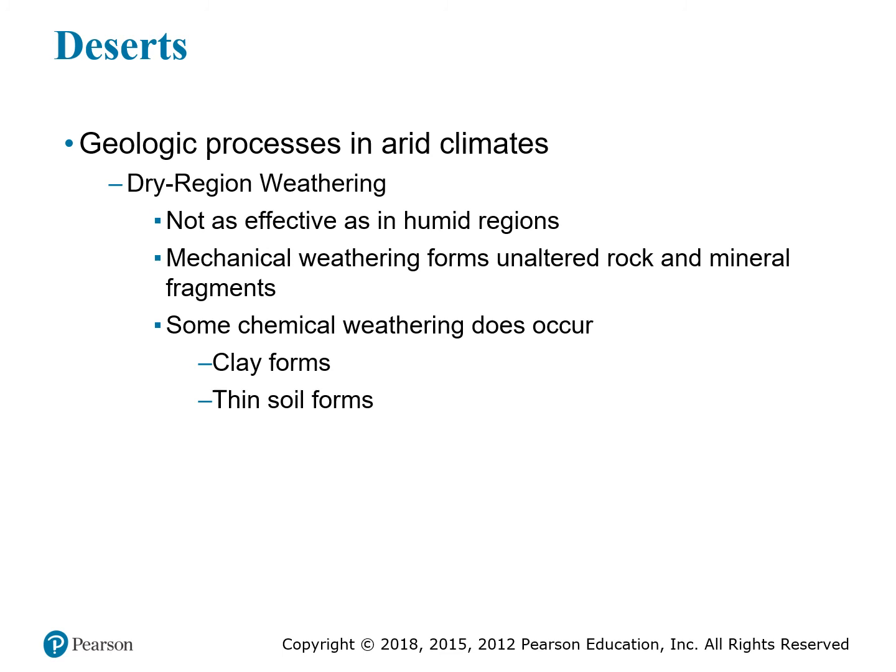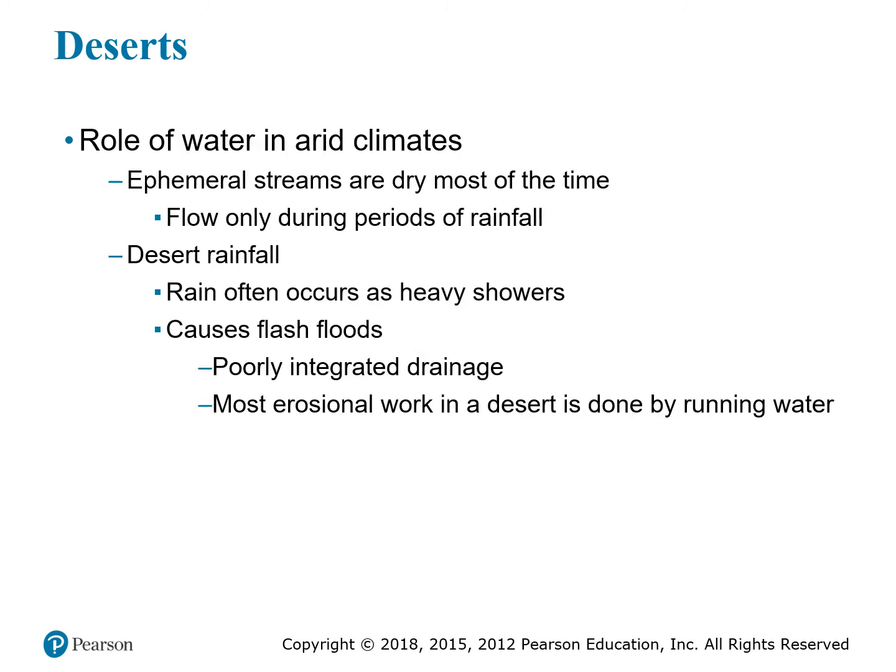Mechanical weathering is still in play. You have unaltered rock and mineral fragments present and eroding in deserts, and some chemical weathering does occur. This is why a lot of times the rocks in desert regions have that rusty color. That's the oxidation from the ferromagnesian minerals in those rocks. And they form very thin clays, and very little soil forms in these types of climates. So water does play a role.